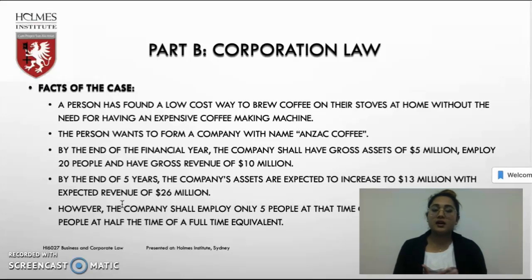And he wants to start the company with the name Anzac Coffee. By the end of one financial year, the company is estimated to have assets of 5 million, 20 employees, and gross revenue of about $10 million. By the end of 5 years, the company will have assets of 13 million with expected revenue of 26 million. And if the company goes the same way of success, it will have 5 people full-time as well as 66 people at half-time, as a full-time equivalent.